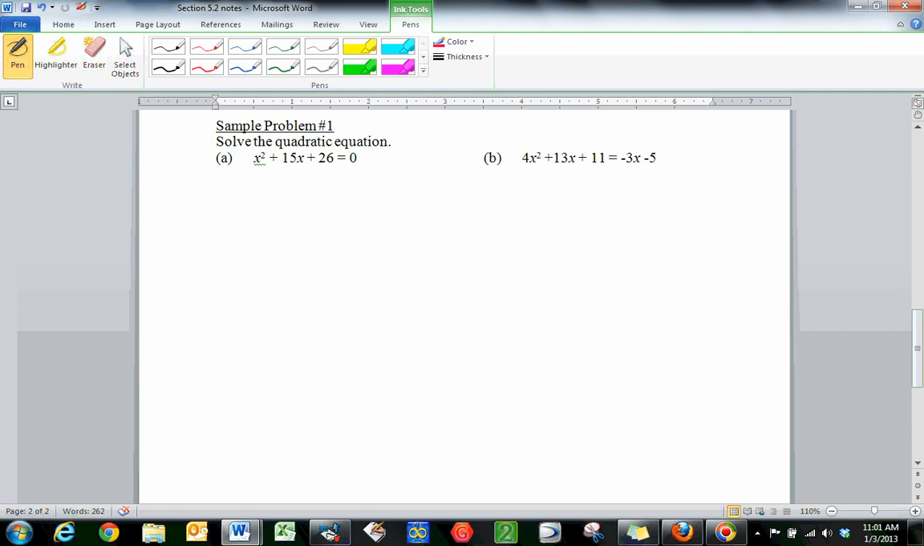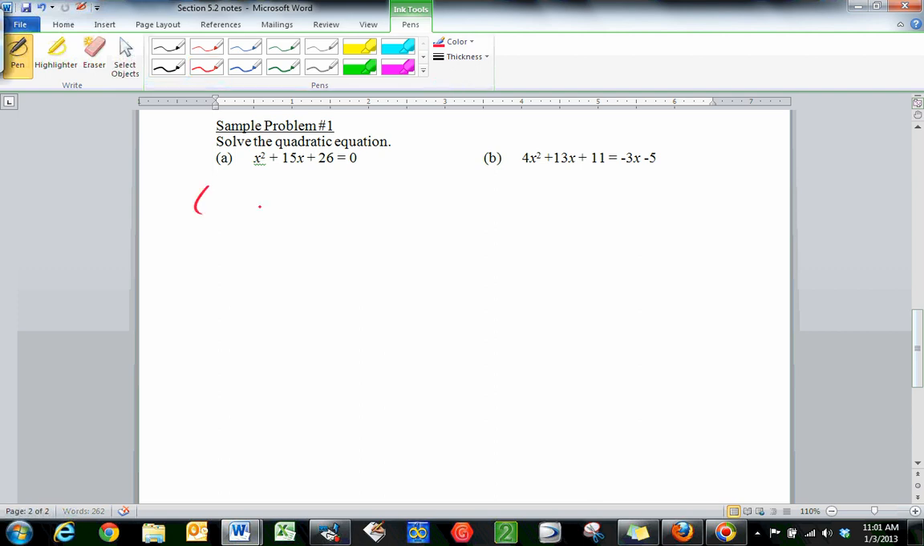Okay, so if I'm looking at sample problem 1 part A, I would look at x squared plus 15x plus 26, and I would need to find all the combinations of factors of 26 and narrow it down to the pair that can actually add up to 15. So if you need help remembering how to do factoring, you need to go back to the previous lessons on factoring and work that out.